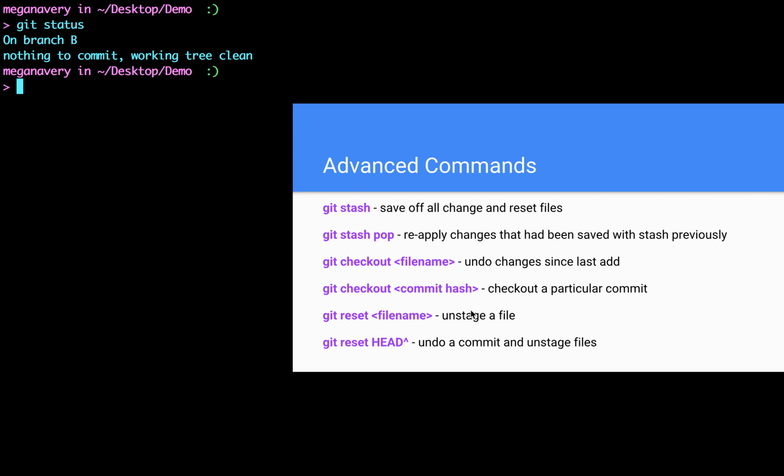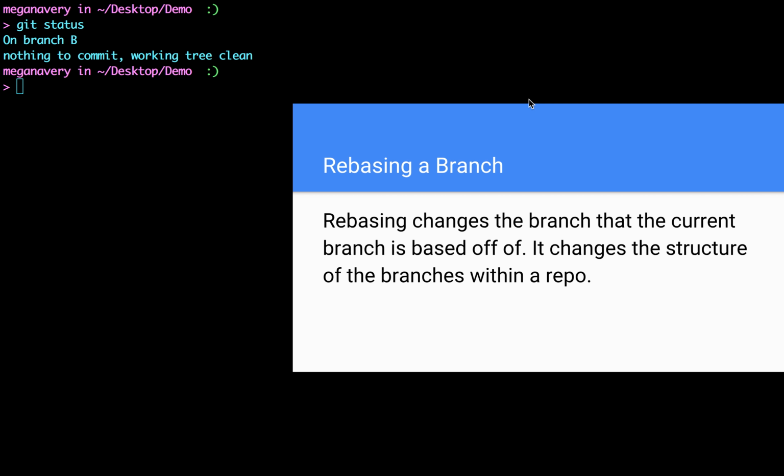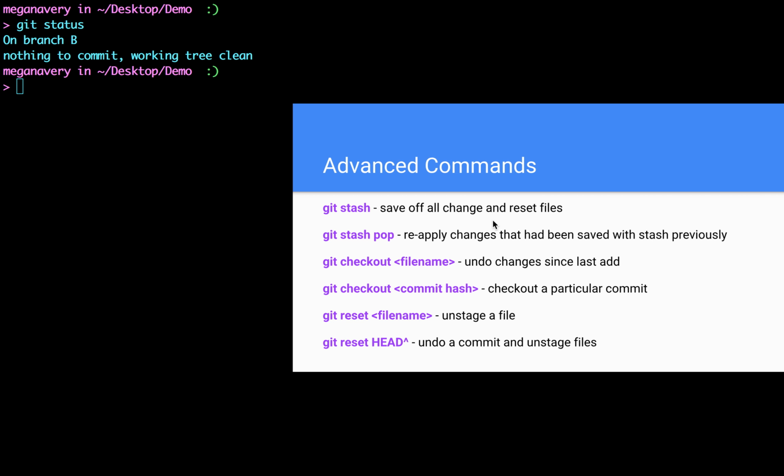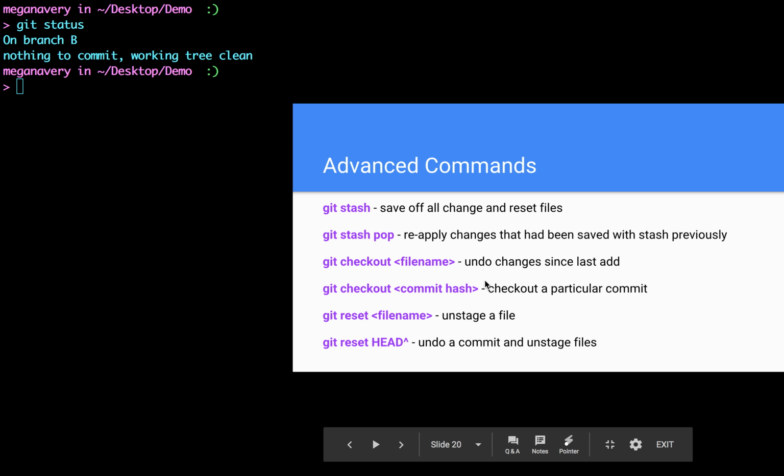Okay. I can also do git reset file name. Sorry, I skipped one. I can also do git checkout and then a commit hash to check out a particular commit. So that would be, let's say that like 3 commits in the past, you like that version, you want to play with that version or see what the code looked like at that point, you could do git checkout commit hash and get that code.